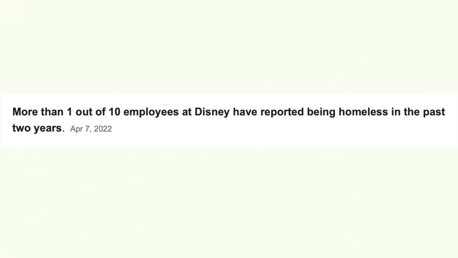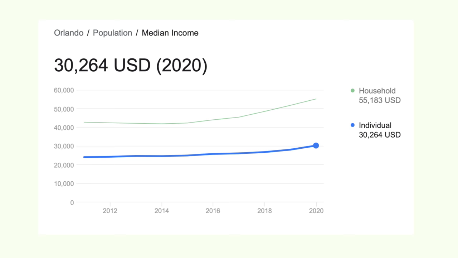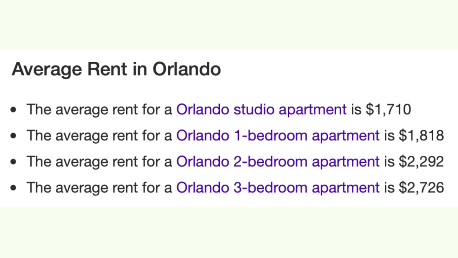Now, when you're a cast member, honestly, you don't make too much. You live kind of paycheck to paycheck. The average income in Orlando is $30,000, which doesn't go very far with the cost of living down here. Because look, you're looking at $1,800 for a one-bedroom apartment, and that's not even including utilities and everything else. While last year, Bob Chapek goes off and buys a new mansion for $12.5 million. There's just something wrong with that picture.